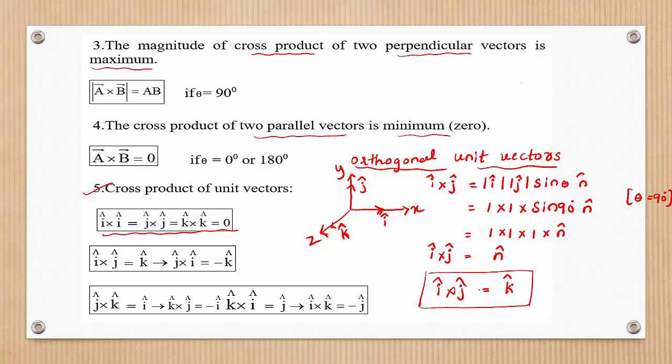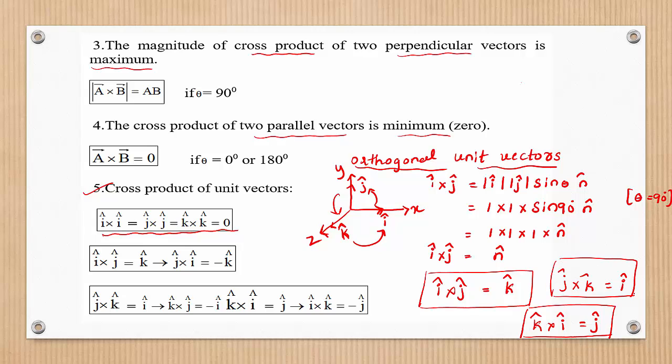i cross j equal to k. Similarly, if I am going to find j cross k, we will get the answer. See here, I am going to write i cross j is k, and j cross k gives i. You can rotate here: i to j gives k, j to k gives i, k to i gives j. That means k cap cross i cap gives j cap. These values you have to remember.